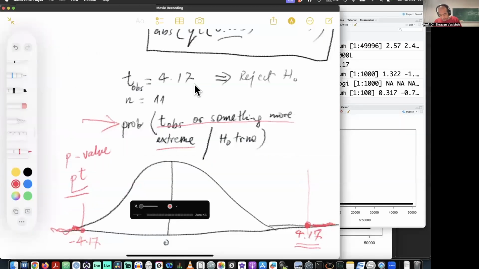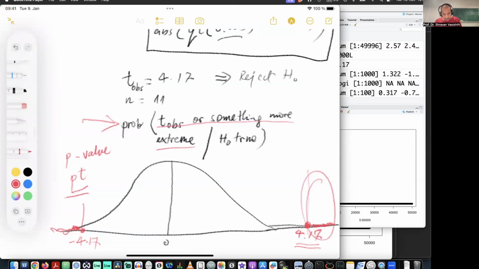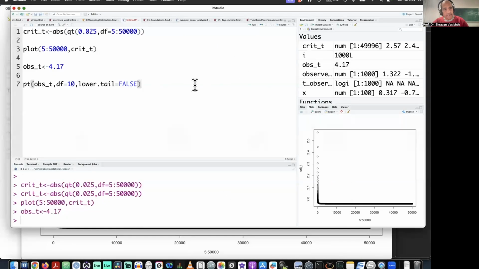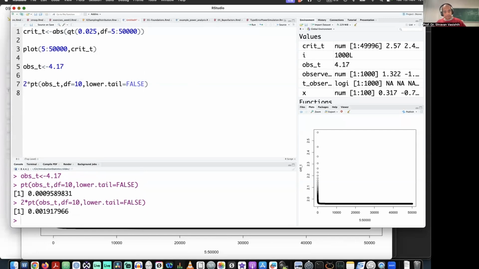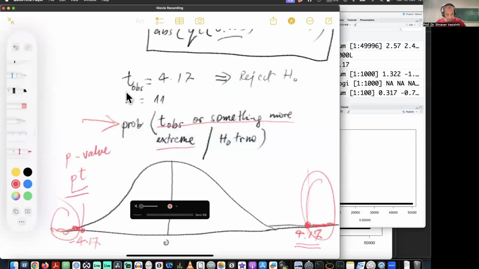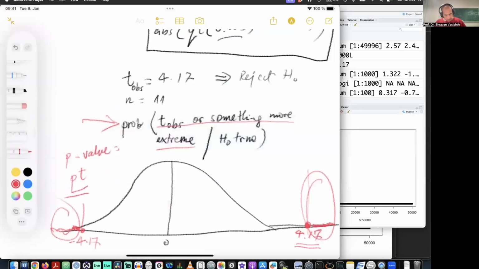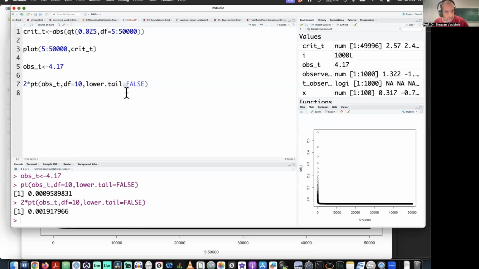I'm computing this probability here. And because this is a symmetric distribution, if I know the right-hand side probability, I know the left-hand side probability as well, right? So I'm just going to multiply the probability I get by 2. And that number, 0.0019, is my p-value now. That's the p-value. What was it? I already forgot. 0.0019.